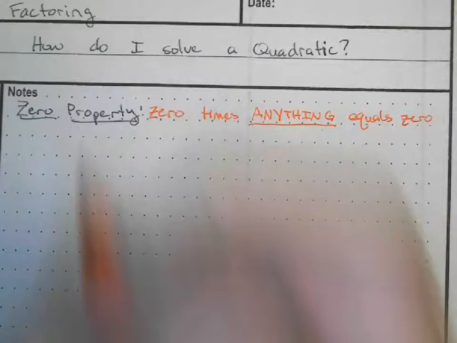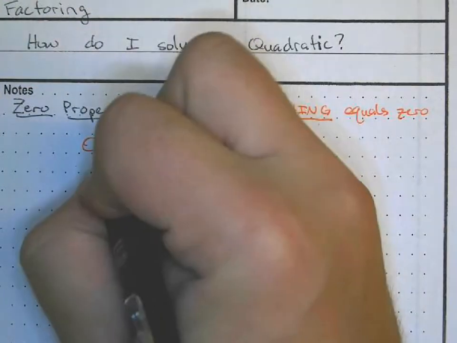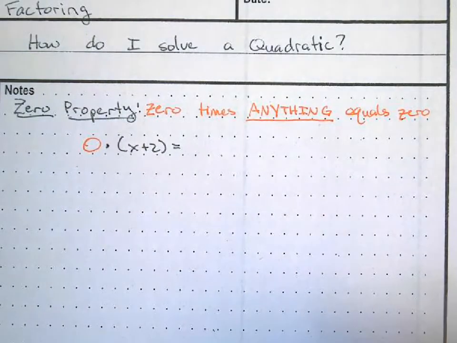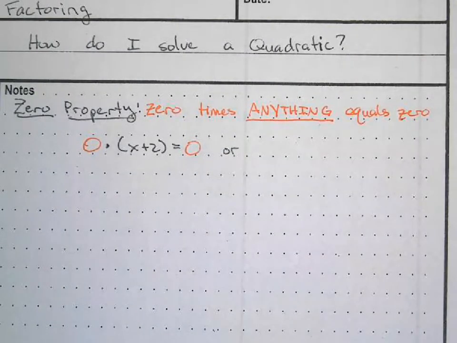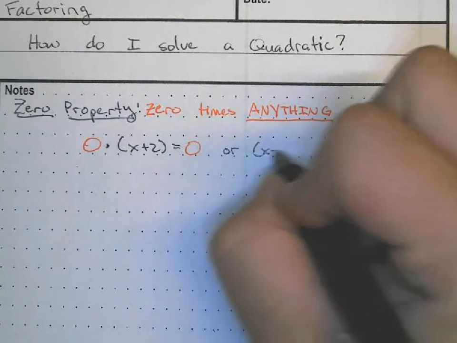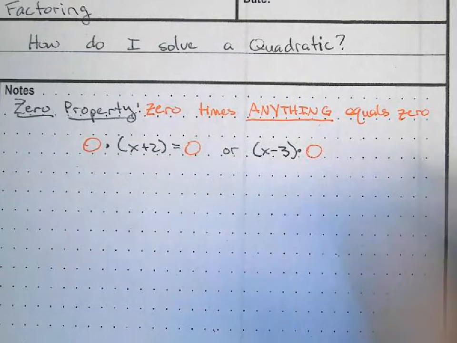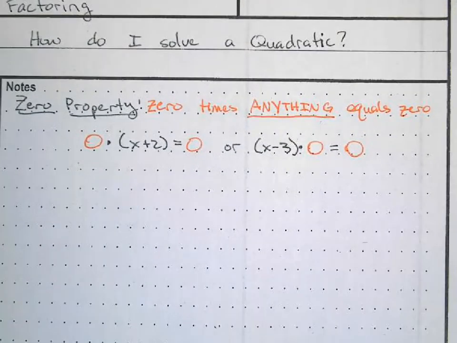So for example, I can say 0 times x plus 2, and that will equal 0. Or I could say x minus 3 times 0, and guess what that's going to equal? 0.